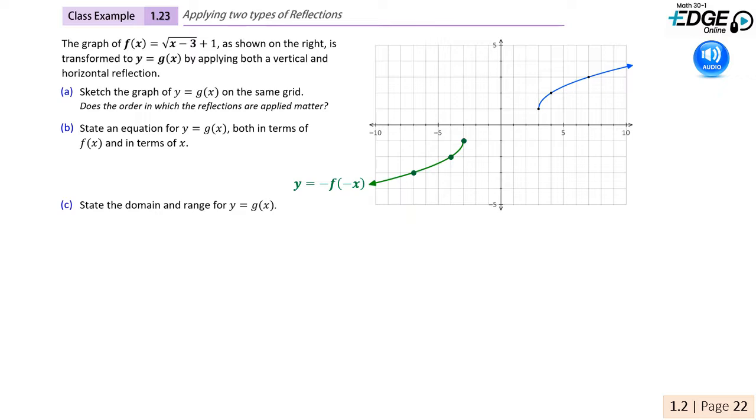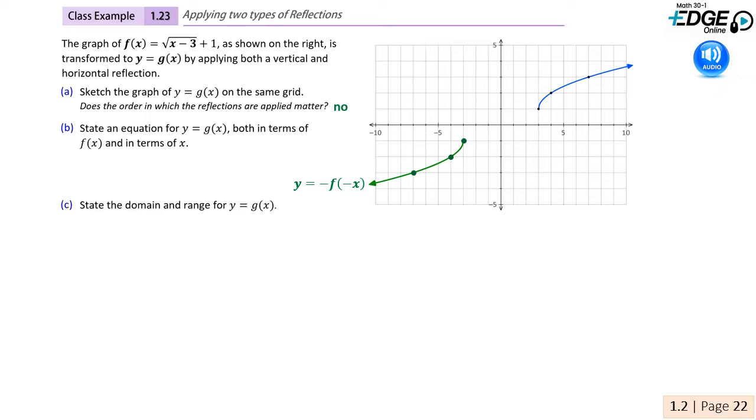In our reflection over the y-axis, the horizontal one, we've changed the x-coordinates from being positive to negative. Again, no point was on the axis of reflection, so there are no invariant points. Now, does it matter whether we reflect over the x-axis first or the y-axis first? The answer here is no, and there's a really important reason.